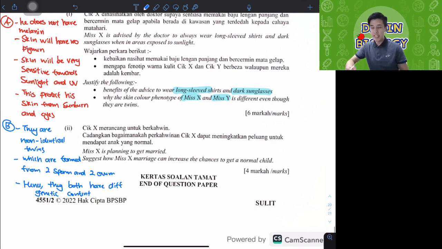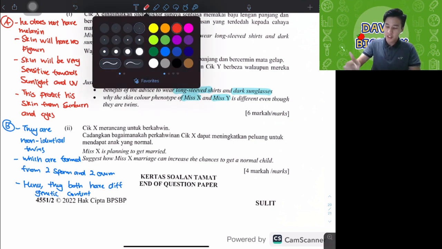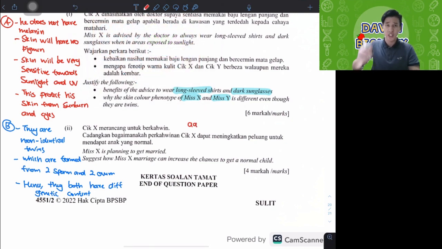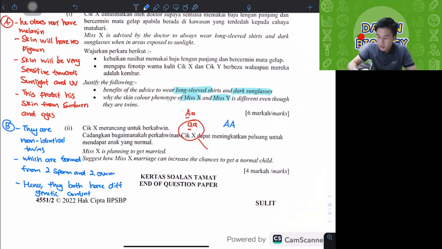Okay. Finally, the last question. Miss X is planning to get married. So how can Miss X's marriage increase the chances to get a normal child? If you are albino, definitely you have both small a, because the only way to inherit recessive characteristics is to have both recessive. Because if you have one big A, which is dominant, then you'll be normal. So Miss X is this one. If she wants to have a normal child, of course she has to marry a husband that is totally normal. Okay, so that all the children come out will definitely be normal.